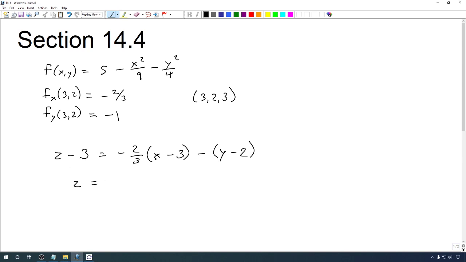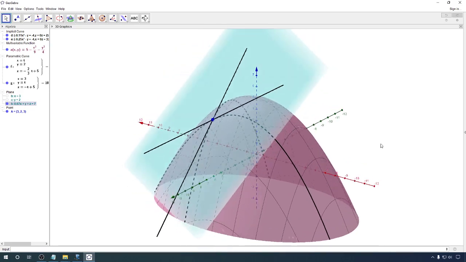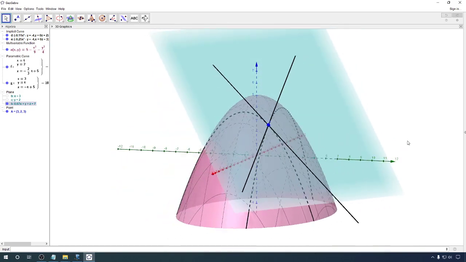Let's pull out the x and the y terms here, and then combine all the constants. So we have a 3 that's going to be moved over here. This will be a positive 2, and in fact, this gives us another positive 2. So in fact, we get plus 7. And if we actually plot that plane, so z is equal to negative 2/3 times x minus y plus 7, it is exactly the plane that we expected to get.